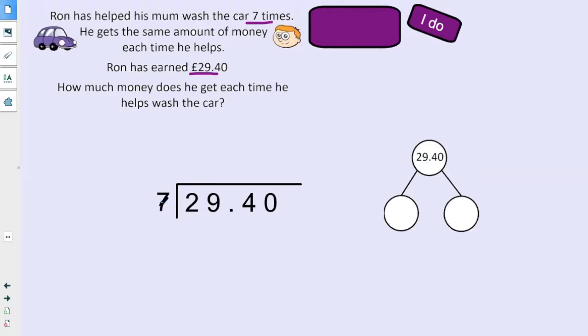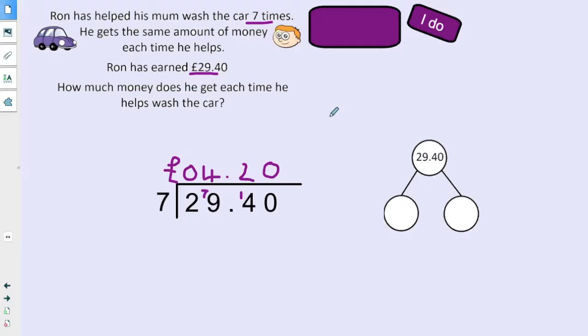I'm going to see how many times 7 goes into 2. The reason I have put this 0 in is because the question is dealing with money. So we wouldn't say £4.2, we would say £4.20.